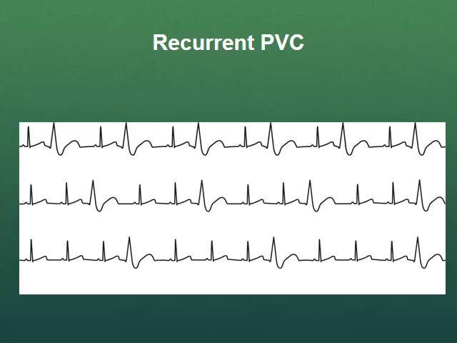We can also have recurrent PVCs just like we could with PJCs and PACs. So here, our top rhythm, we have unifocal bigeminal PVCs. So every other beat is a PVC. The second one down is unifocal trigeminal PVCs, and then the third one down would be unifocal quadrigeminal PVCs.